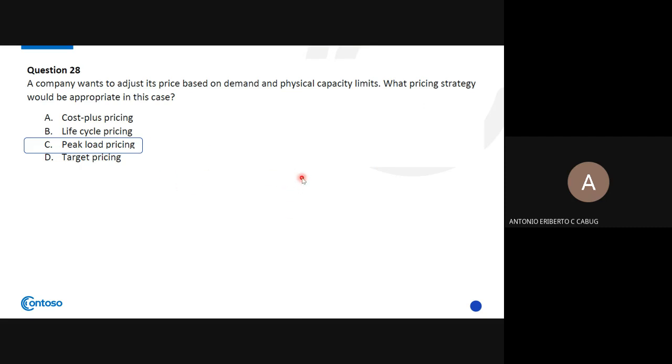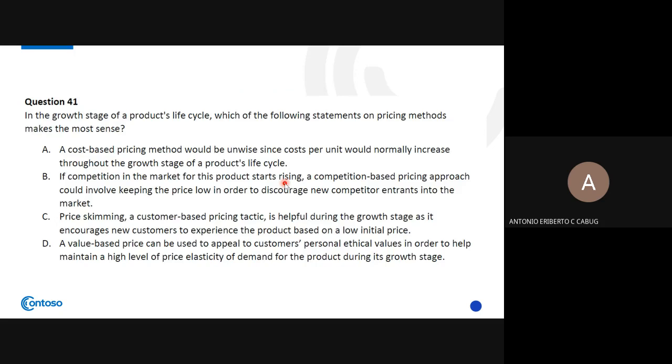Ganon din sa mga hotel, no? Kung masyadong maraming tao ang pumupunta sa lugar, they do not offer promos, no? Full price. Okay? The summer price, the Christmas prices are higher. But when it is slack, wala masyadong bisita, pinapababa nila yung presyo. Okay? We call this peak load pricing. Letter C. Next question.